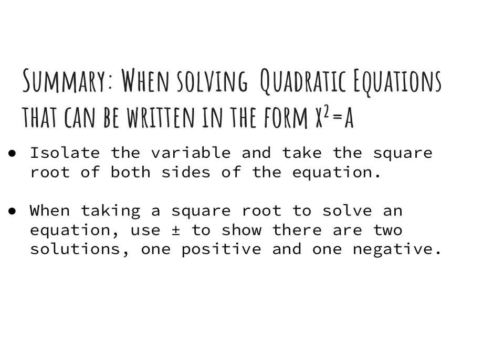So in summary, when solving quadratic equations that can be written in the form x squared equals a, you isolate the variable and take the square root of both sides of the equation. And remember, whenever you find the square root of a number, you're going to have two solutions, one positive and one negative.